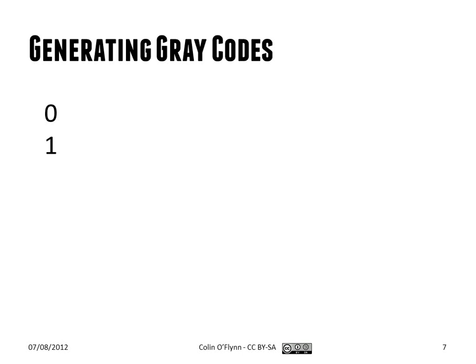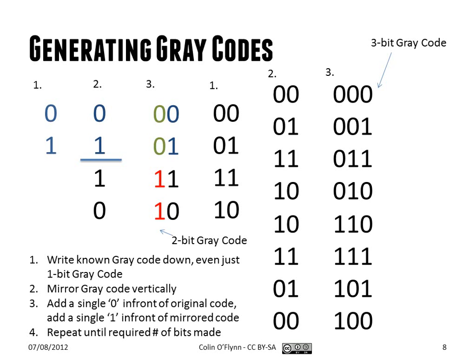To generate them, what you do is you start with the most basic code sequence you have. Even if it's just a one-bit gray code, so for example, one bit means it's zero, and then it's one, that's it. We draw a line, and we mirror it, so 1, 0. To the top part, we add zeros. To the bottom part, we add ones.